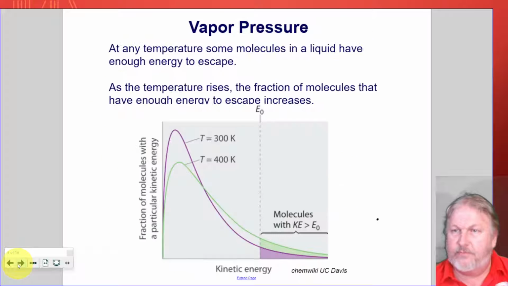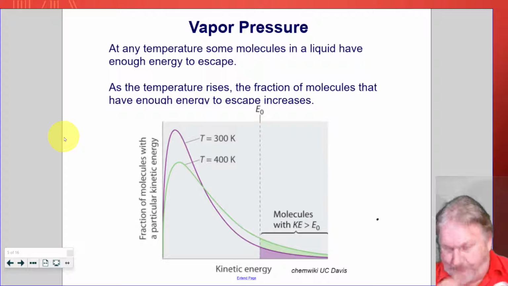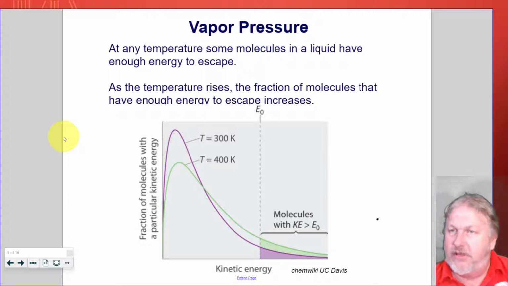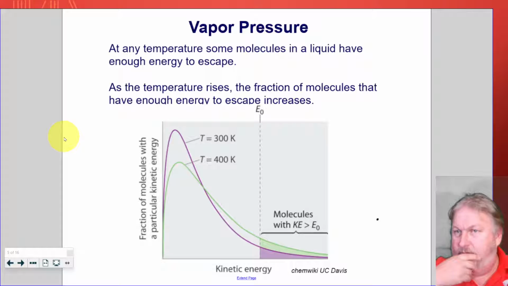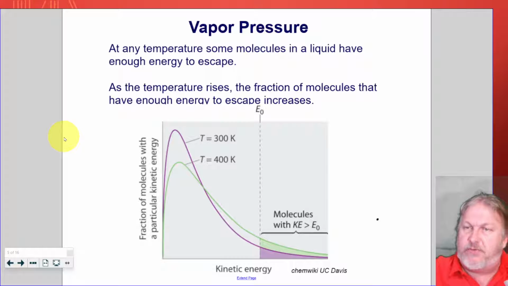Yeah. Now, at any temperature, some molecules in a liquid will have enough energy to escape. And that's what we mean by evaporation. As I increase the temperature, the fraction of molecules that have enough energy will increase.